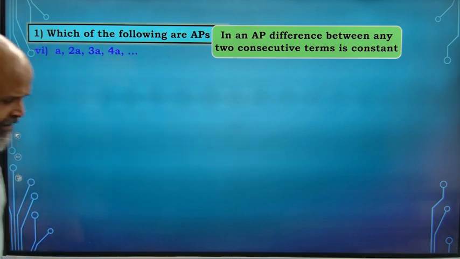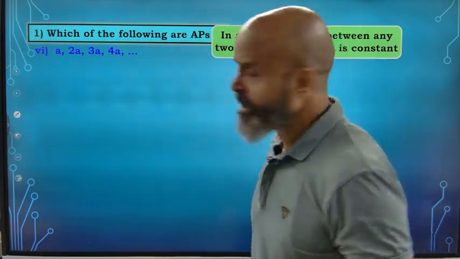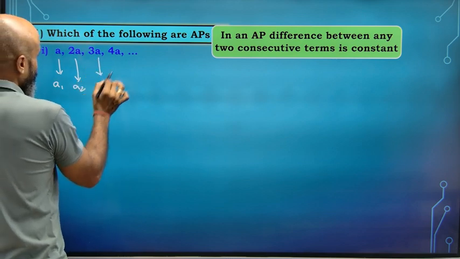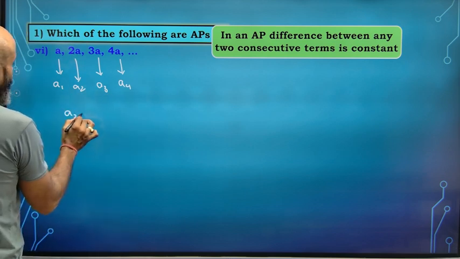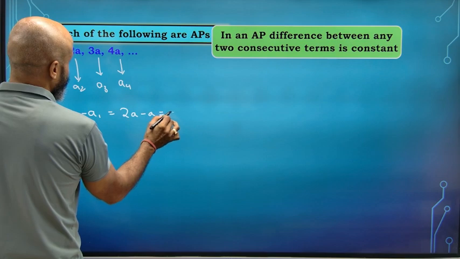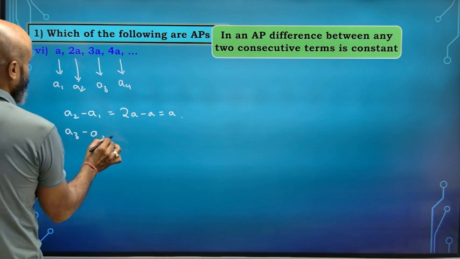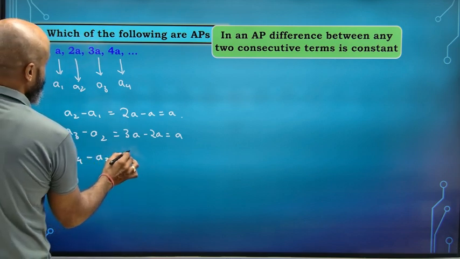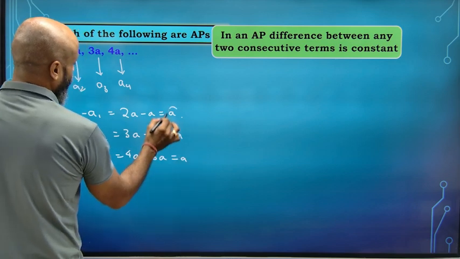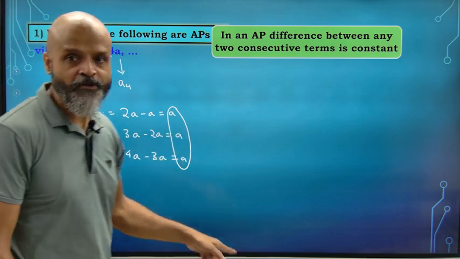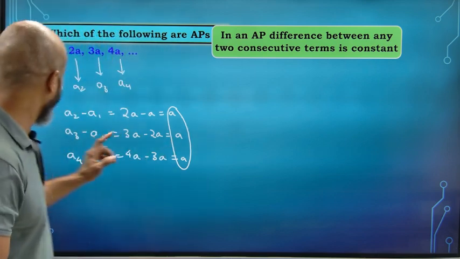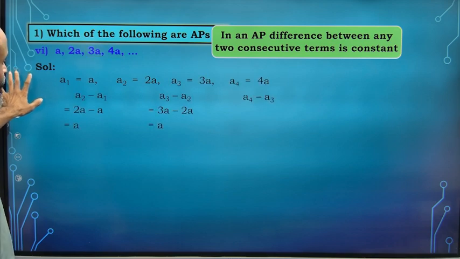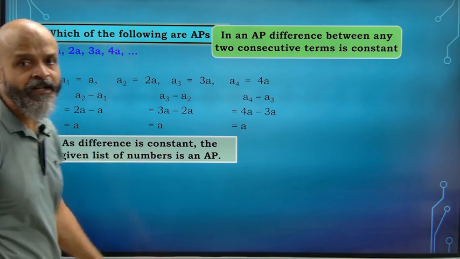Pretty easy questions. Let's look at this one: A, 2A, 3A and 4A. Let's say this is your A1, this is your A2, this is your A3 and finally this is your A4. If I do A2 minus A1, that will be 2A minus A, that is A. A3 minus A2 is 3A minus 2A, that is A. A4 minus A3 is 4A minus 3A, that is A. All these are constants. So is this an AP? The answer is yes, it is an AP. Here we have A1, A2, A3, A4 and so on. As the difference is constant, the given list of numbers is an AP.